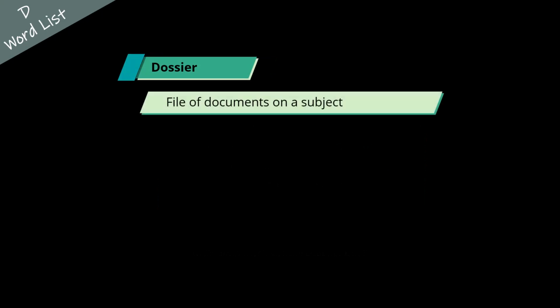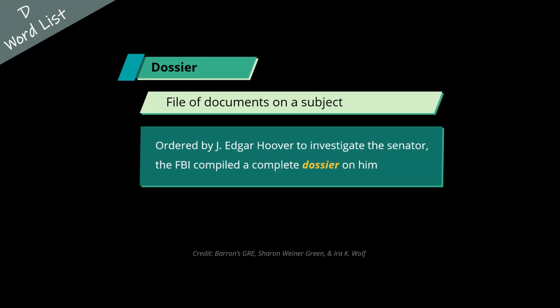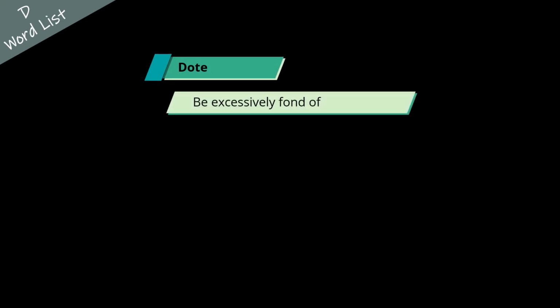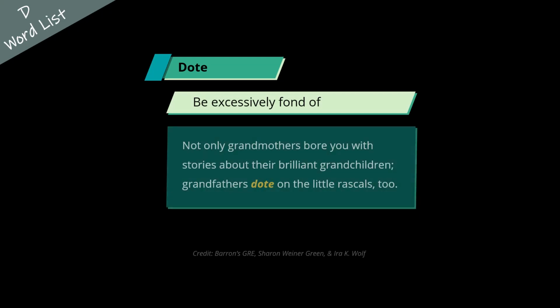Dossier means file of documents on a subject. For example, ordered by J. Edgar Hoover to investigate the senator, the FBI compiled a complete dossier on him. Dote means be excessively fond of. For example, not only grandmothers bore you with stories about their brilliant grandchildren, grandfathers dote on the little rascals, too.